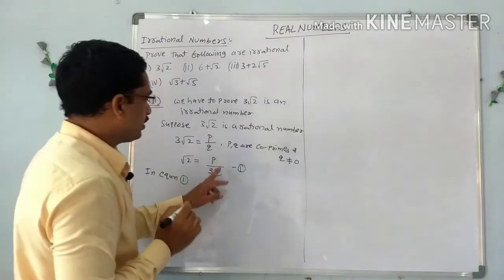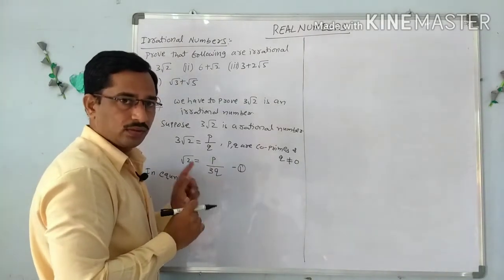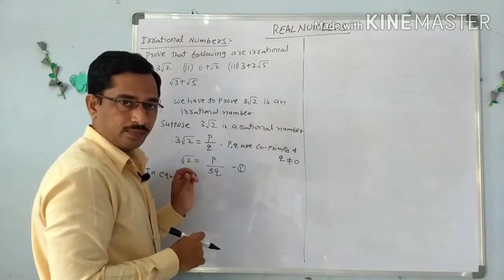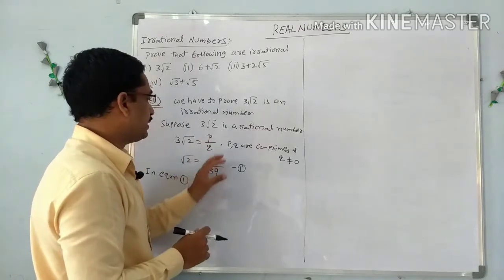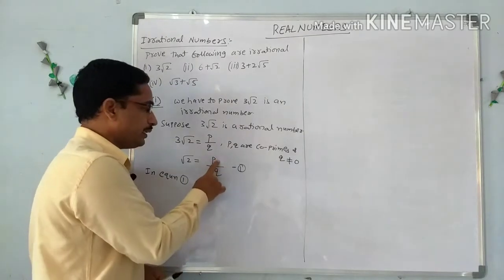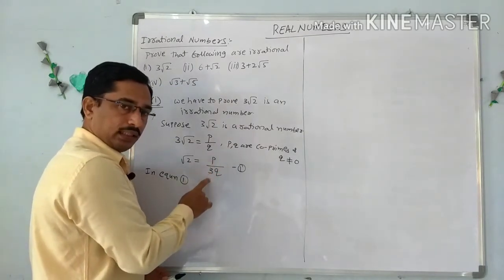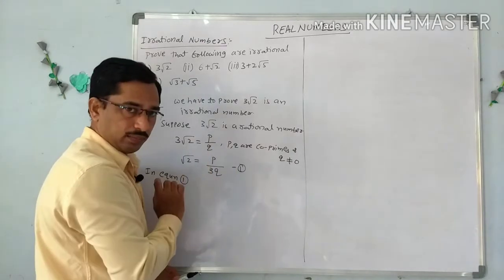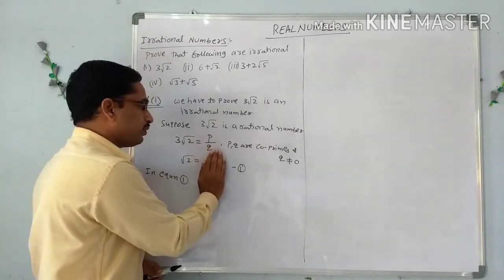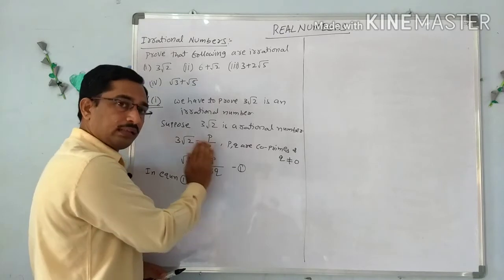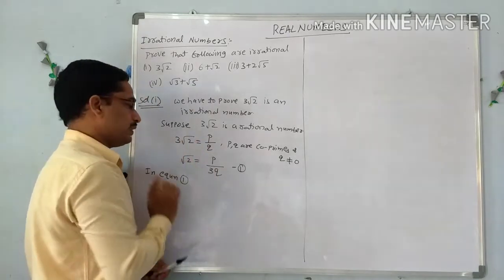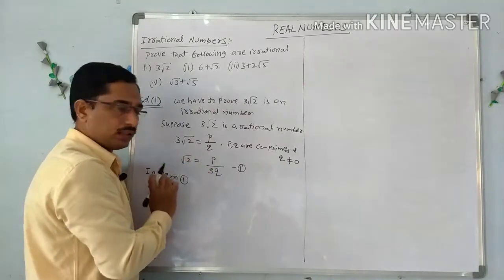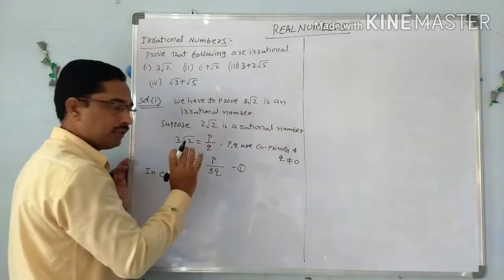See, p, q are integers, 3 is also an integer. So p by 3q is a rational number. P integer, q integer, 3 integer, so p by 3q is a rational number. If the right side quantity is rational, then the left side quantity is also rational, because here we are using the equal symbol, which means both side values, both side quantities, are the same.